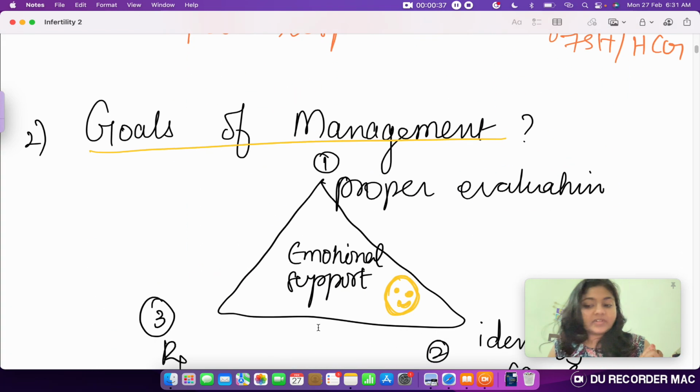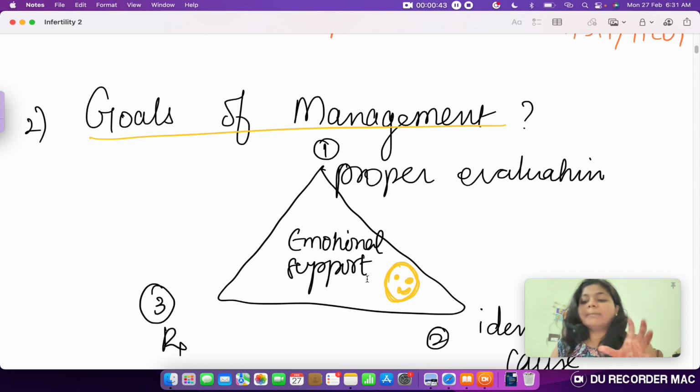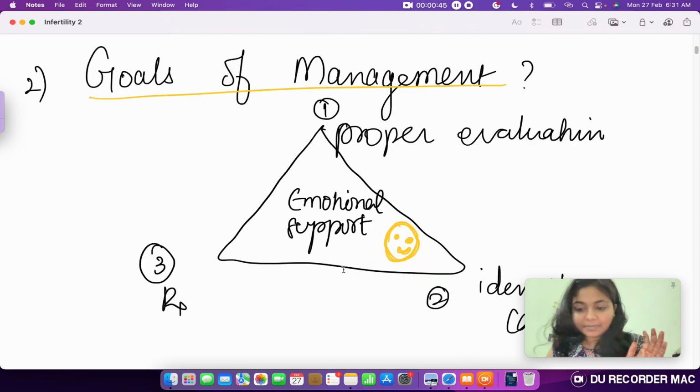So what is the goal of infertility management? First, you have to properly evaluate. Second, identify the specific cause. Third, treat the specific cause, meanwhile giving emotional support to the couple.